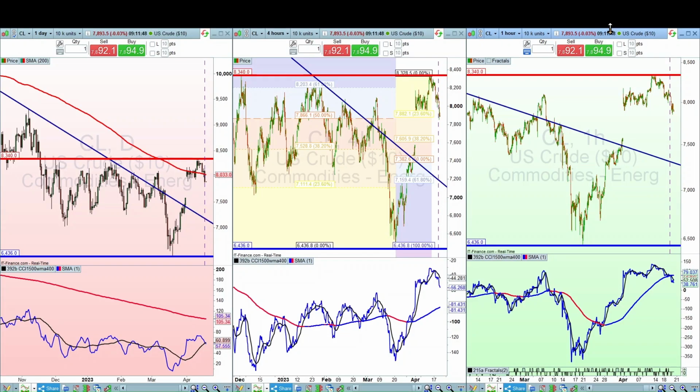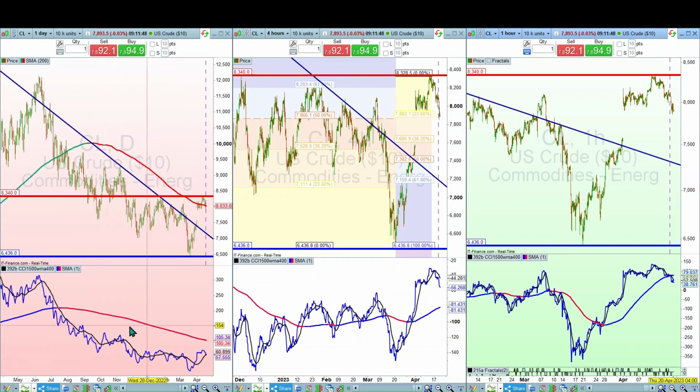Today is April 20, 2023. This is the US crude oil price update. You can see here we're on the daily, in a pretty strong downtrend on the CCI 1500 with the moving average 400. On the hourly and the 4 hourly, it's just broken down on the hourly, but we're in a long trade, in a bullish movement on the 4 hourly.